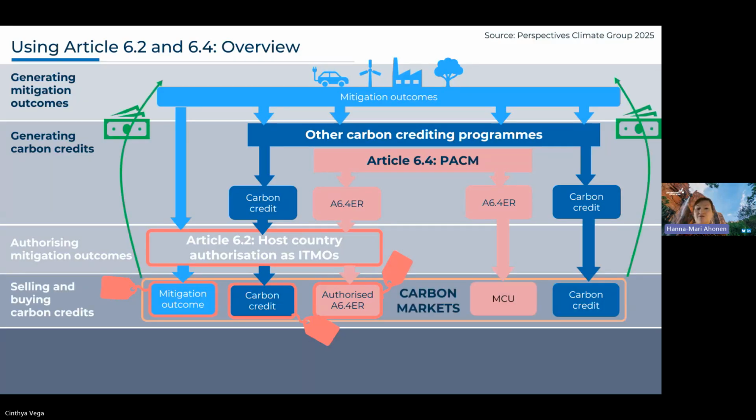Or you cannot, it's voluntary, you don't have to authorize mitigation outcomes as ITMOs. So in the carbon market, you'll also have carbon credits that are not authorized as ITMOs. You'll have Article 6.4 ERs that are not authorized as ITMOs. They're called MCUs. I'm sorry about all the abbreviations. It's just how it is. Then you can have Article 6.4 ERs authorized as ITMOs, other carbon credits authorized as ITMOs, or mitigation outcomes authorized as ITMOs. They're all ITMOs. Now, why does this matter? So these can be used in somewhat different ways. ITMOs represent mitigation outcomes that are not counted by the host country, and that means they can be used for particular purposes.